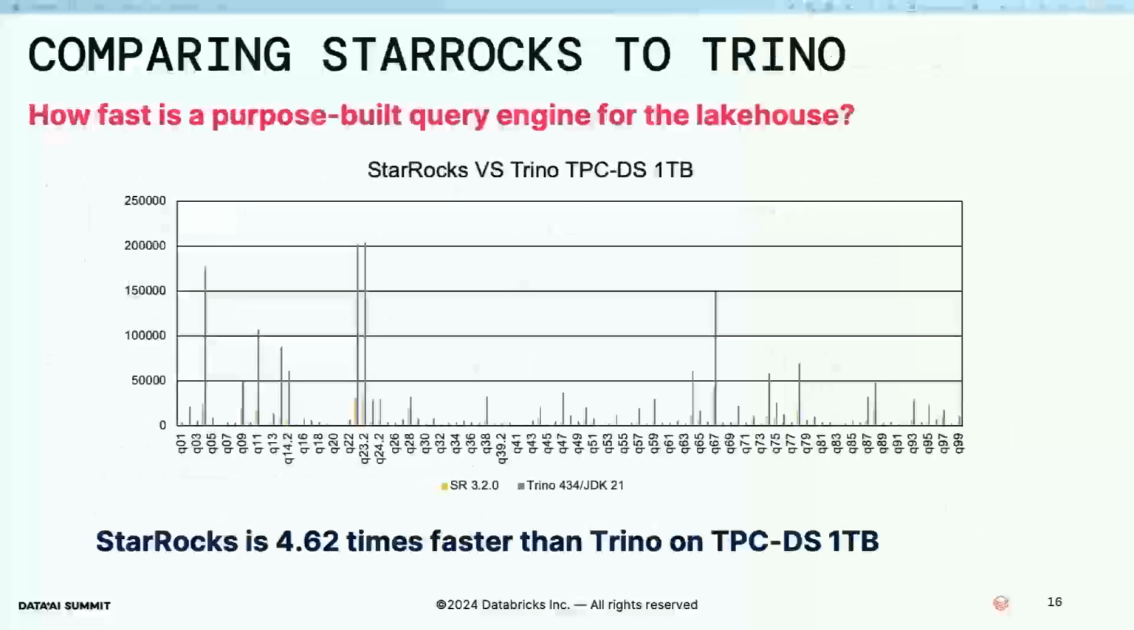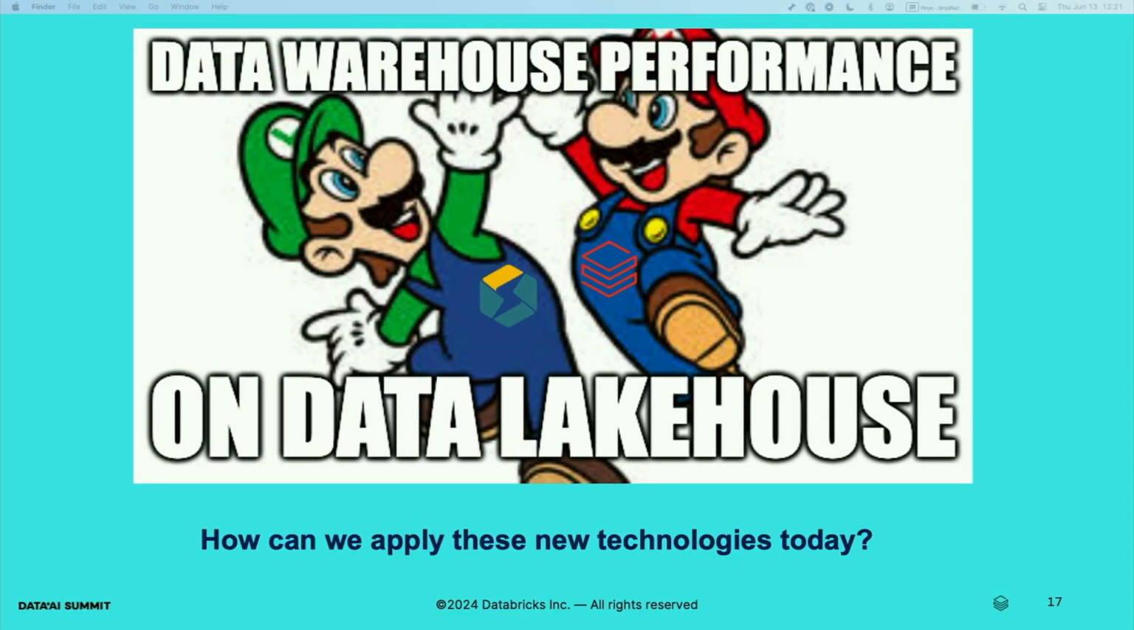And let's see the performance comparison. StarRocks is 4.6 times faster than Trino on TPC-H, 1 terabyte, right? And this is even with Trino on the newer JDK version 21, supposed to be getting that SIMD boost, right? So this might sound pretty good in theory, right? Next slide. Sounds good in theory, right? But how is this being practiced in actual production systems by industry leaders?